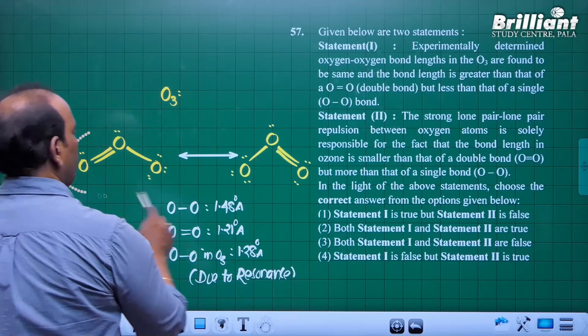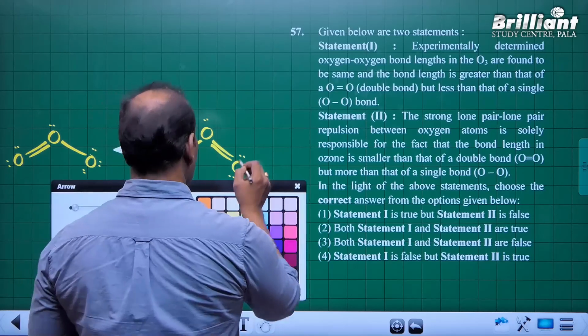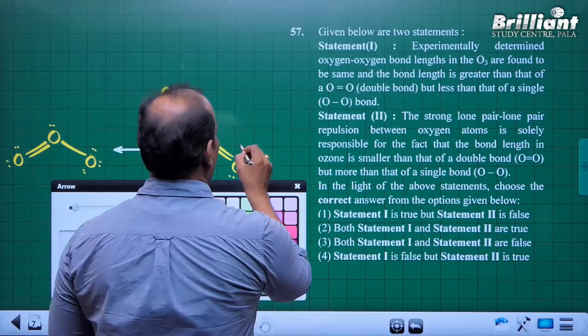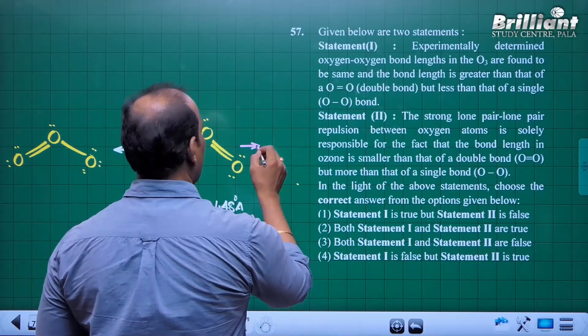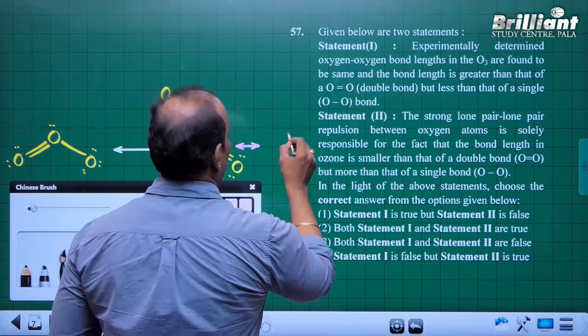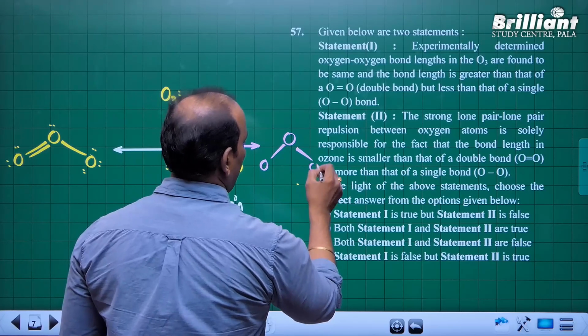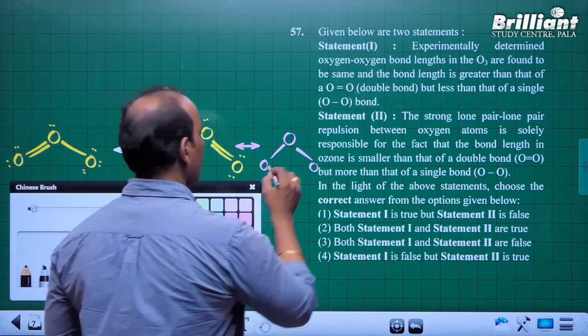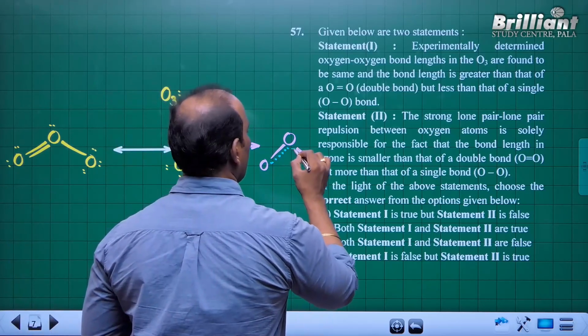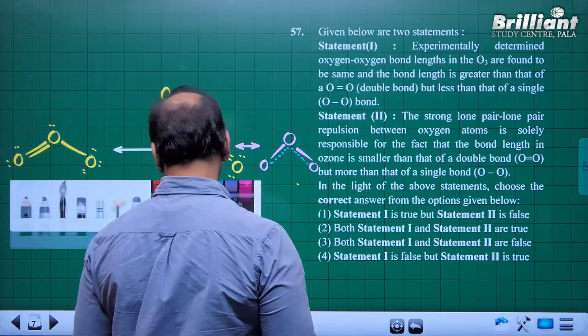Then here, what is the resonating structure? The resonating structure is O. Okay? So this statement is correct.